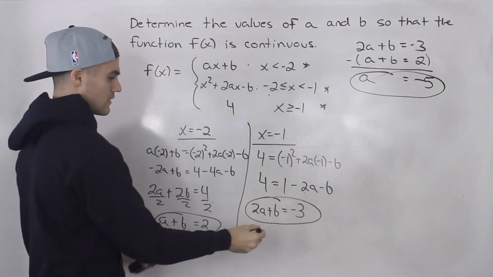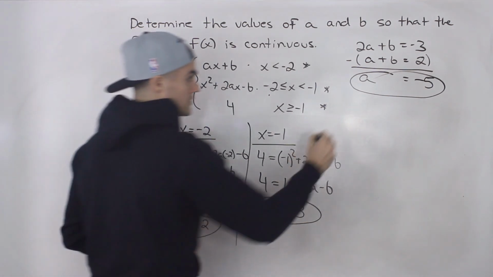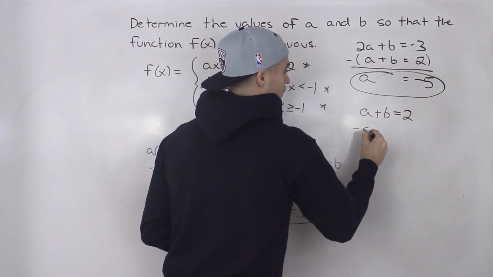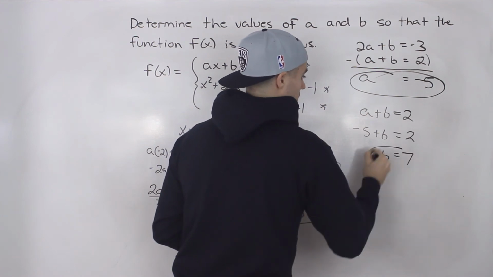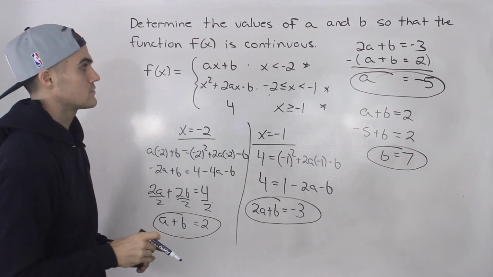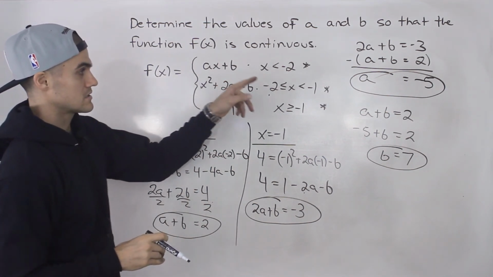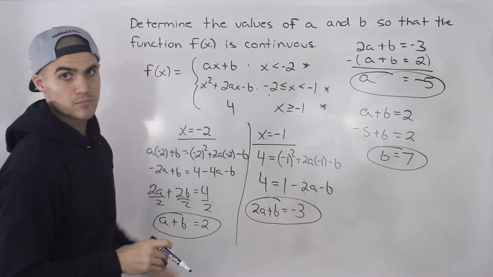Then we can plug in -5 to one of these two equations and solve for b. So this one's probably easier. a plus b equals 2. -5 plus b equals 2, which means b is equal to 7. And those are your final answers. So a equals -5, b equals 7. As long as a and b are those values, then this piecewise function is going to be continuous.